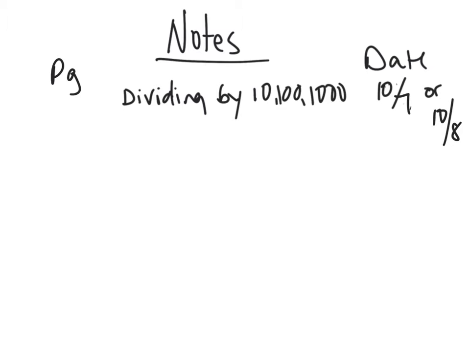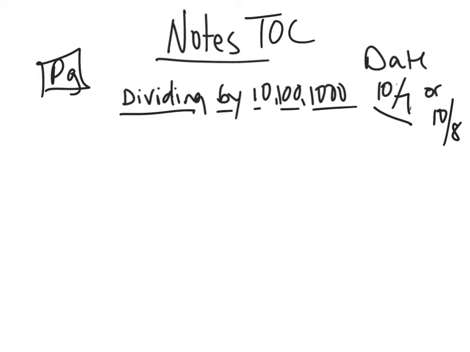So get out your notebooks. Let's go quick. Open up to the TOC and find the page that you have available. Dividing by 10, 100, 1,000. You are either here with me on Wednesday or Thursday. Put whatever date it is.